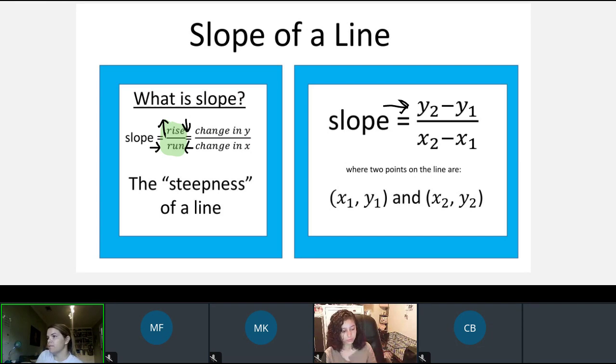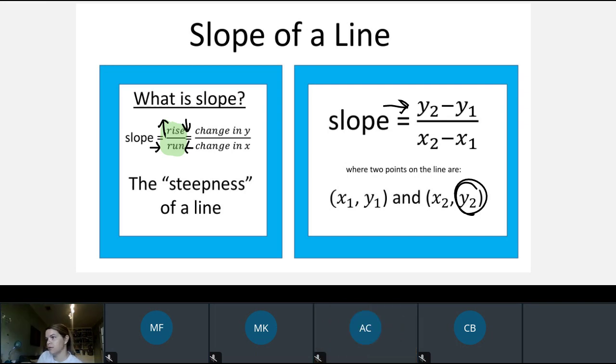The formula is y values on top. So you're going to take the second y value. Let's put it in here. This y comes up here. The first y value goes down there. We're going to subtract them. Then the second x value, put a minus sign, and we're going to subtract the first x value. This might look a little bit confusing without numbers, but we're going to do this with numbers here in just a second.